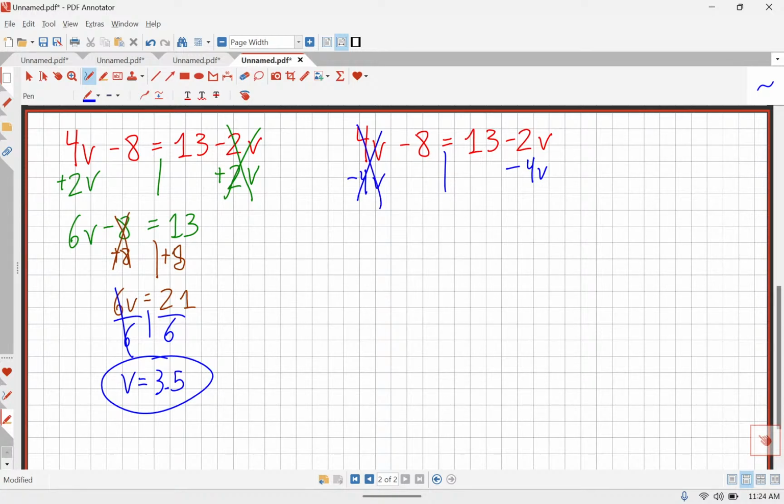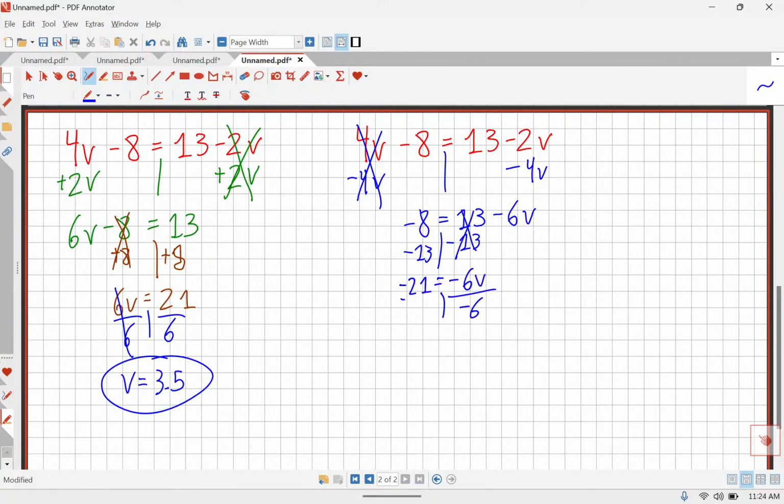Now you've got to be careful. That's a negative 8, 13, and negative 2 minus 4, that's a negative 6v. So you have to make sure that you're doing that correctly. I read that as negative 2v minus 4v. Now, we just subtract 13 from both sides. Negative 21 equals negative 6v.